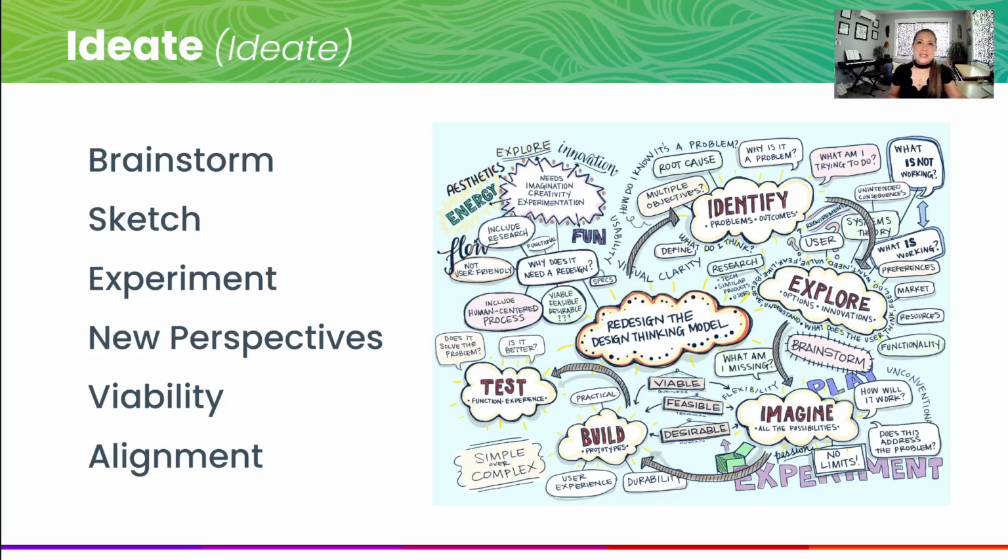The next phase is ideate. And I think all of the design thinking models include ideate. This is where we brainstorm and sketch. This is where we think about things in different ways. We experiment with squishing different ideas together, and we have new perspectives.